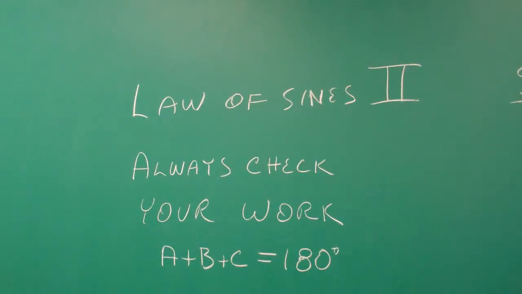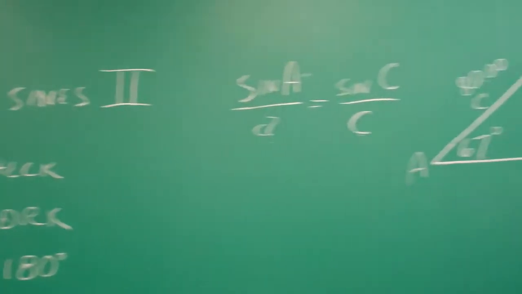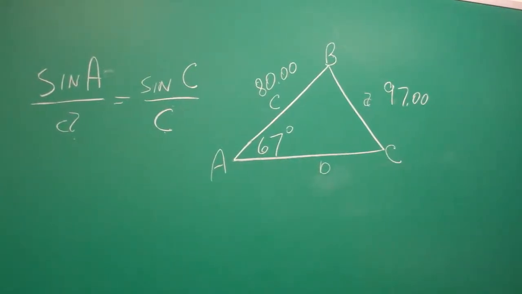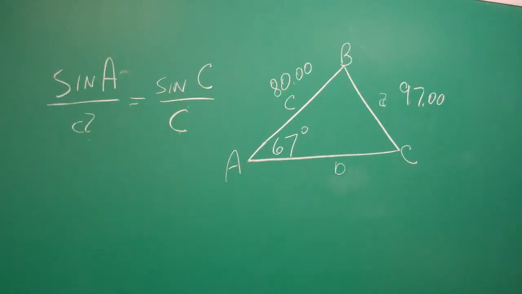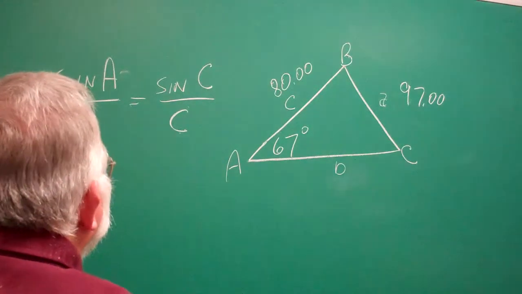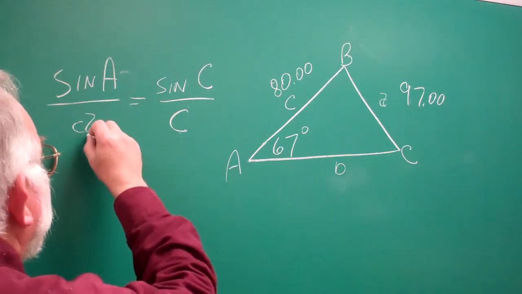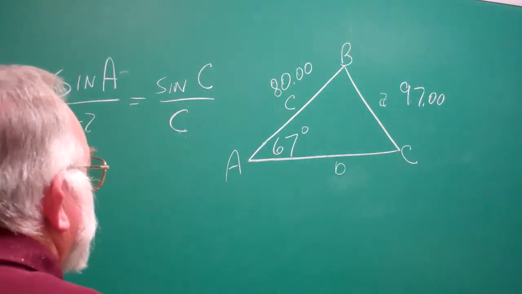So we're going to solve this triangle with the law of sines because we can. And we have an angle of 67 degrees. Angle A is 67, and side a is 97 even, and then side c is 80 even. So let's go ahead and use the law of sines on that, and that's saying that the sine of A over a is equal to the sine of C over c.